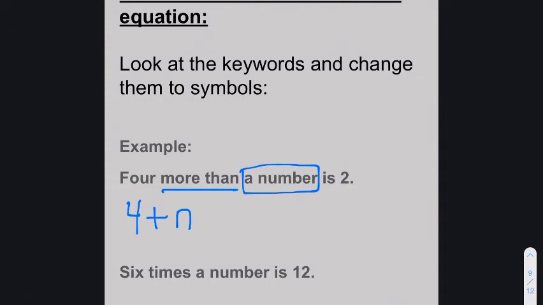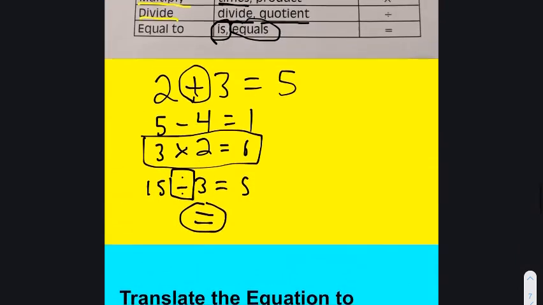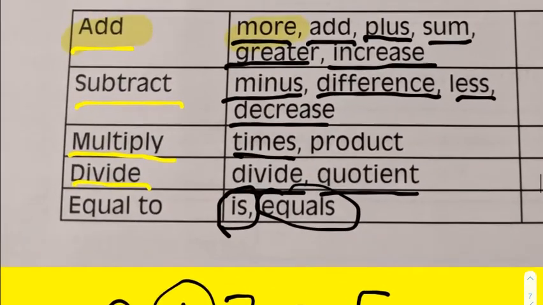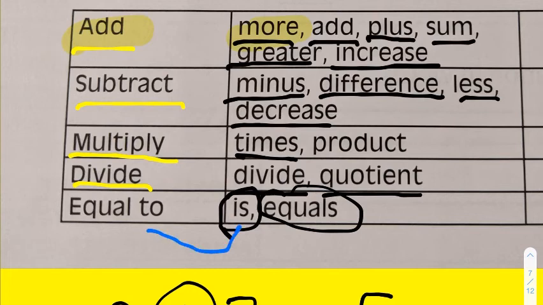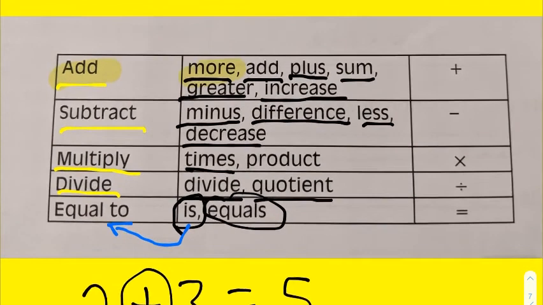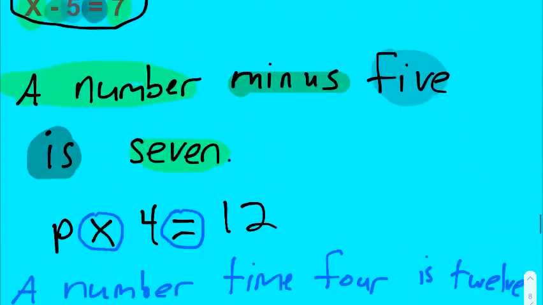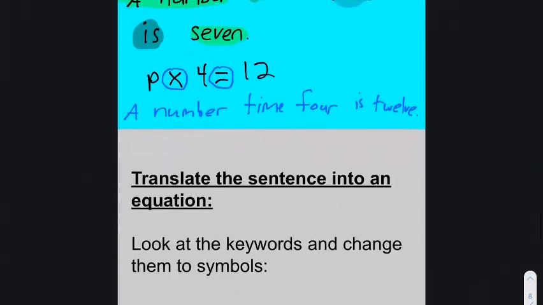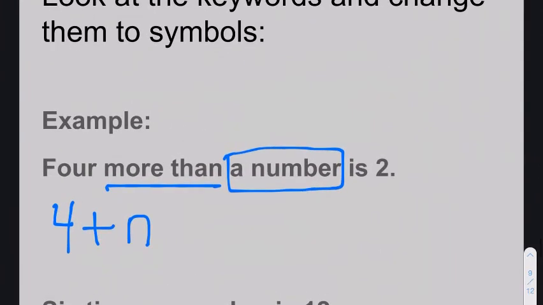So what's a good sign or a symbol to use for the word is? Let's look at our keywords. It looks like is goes with equals. So we can use the equal sign for is, and then we can put 2. So here is our sentence. This is our sentence, and this is the equation of the sentence.